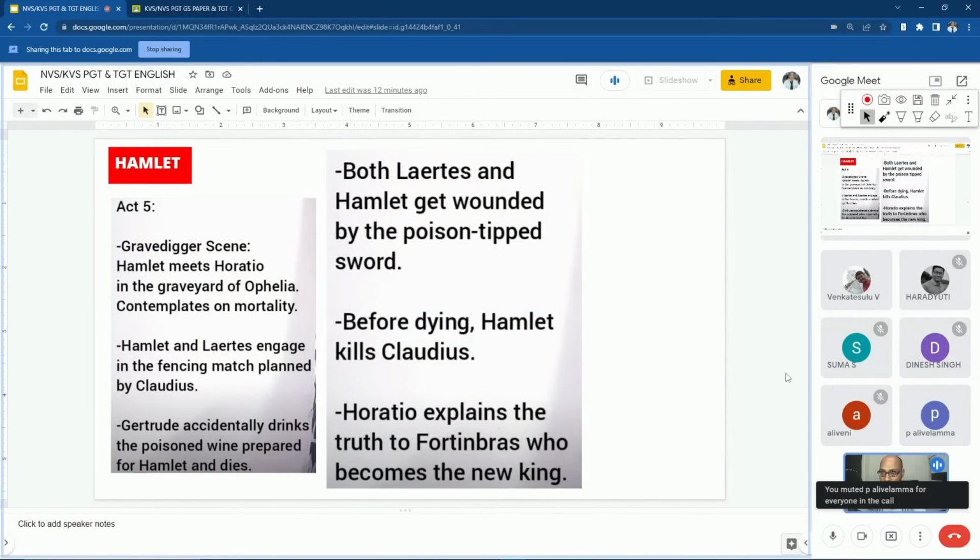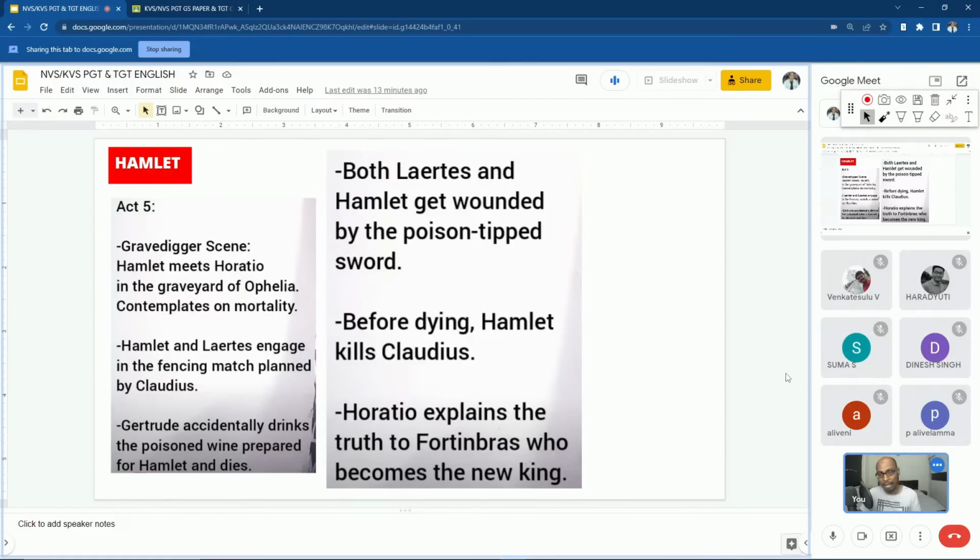So at the end of the entire play, Laertes stabbed Hamlet. Gertrude was killed by taking that poisonous drink, and Hamlet stabbed Claudius. So all were killed at the end of the fencing match, all were killed at the end of the tragedy. When Hamlet was alive in the last moments, he called Horatio and explained the truth to Fortinbras, who becomes the new king, and Hamlet told Horatio to tell his story to the world before his death.